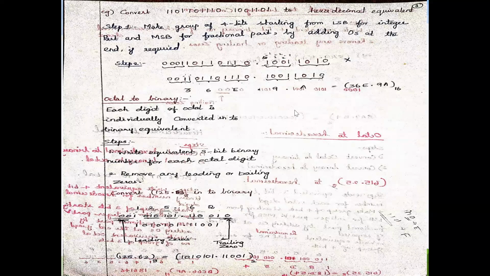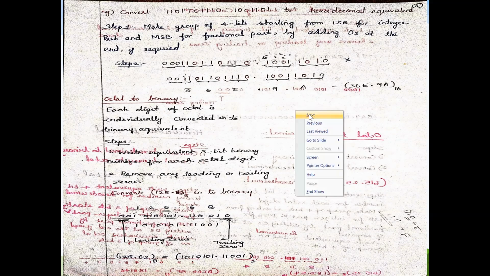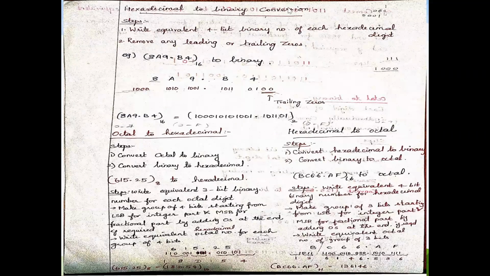This is how we can convert the octal to binary representation. So next is hexadecimal to binary conversion. Write the equivalent 4-bit binary for each of the hexadecimal digits, and remove any leading or trailing zeros. It is the same method, but instead, here 4 digits have to be represented, and this can be given in terms of 8.